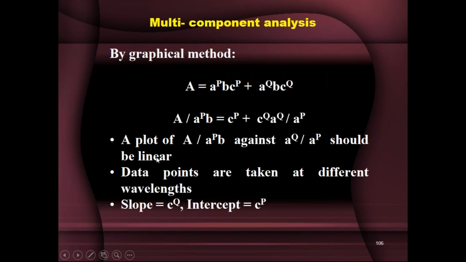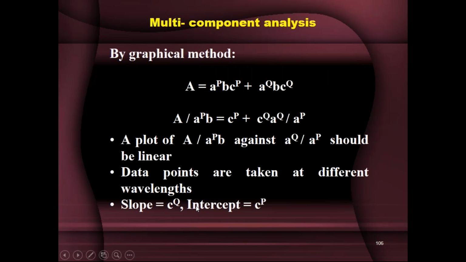So now you have to make a plot at different wavelengths. How do you make the plot? You'll make measurements at different wavelengths. So a plot of A by APB on the y-axis against AQ by AP on the x-axis, and you should get a linear curve, just like Beer's plot. On the y-axis you'll put this value, on the x-axis you will put this value, and data points are taken at different wavelengths.